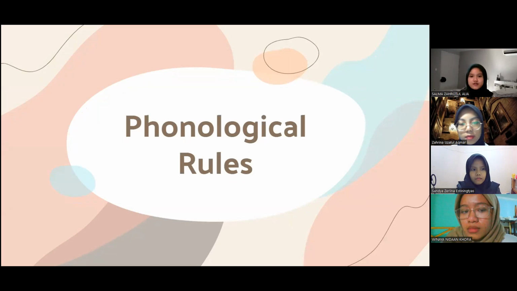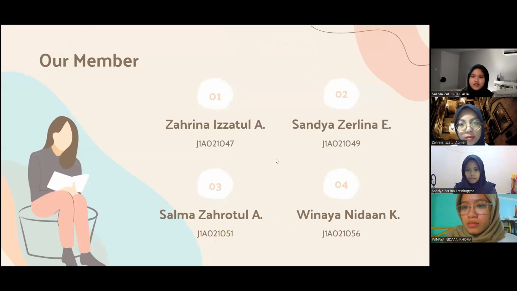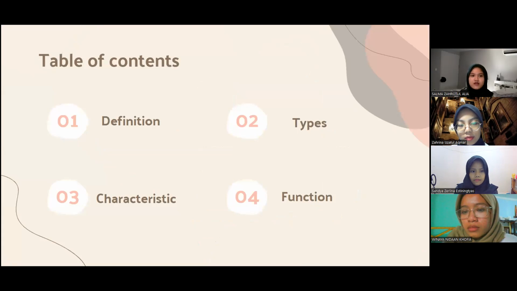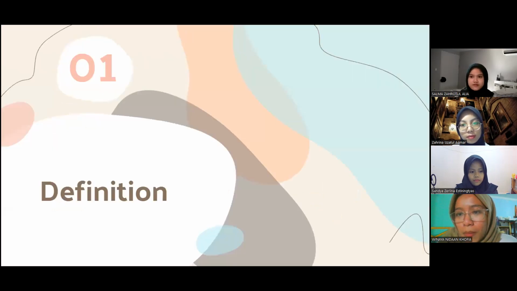Our group wants to present our discussion about phonological rules. Before that, let me introduce our group members. The first is Zahrina Izatul, Sandia Zerlina, Salma Zahratul, and Winaya Nidaan. And this is the topic we want to discuss: their definition, types, characteristics, and function. The first one is about definition, which will be presented by Sandia.